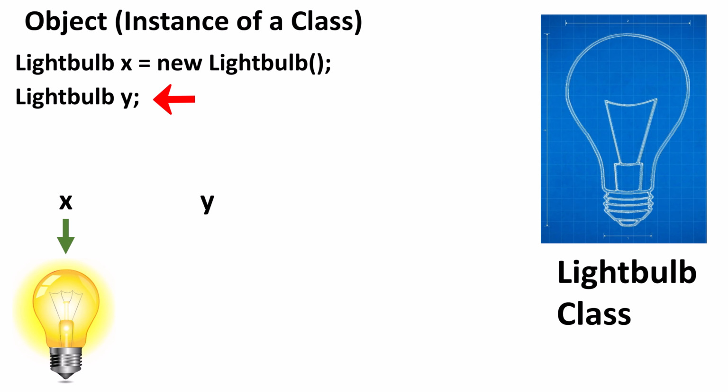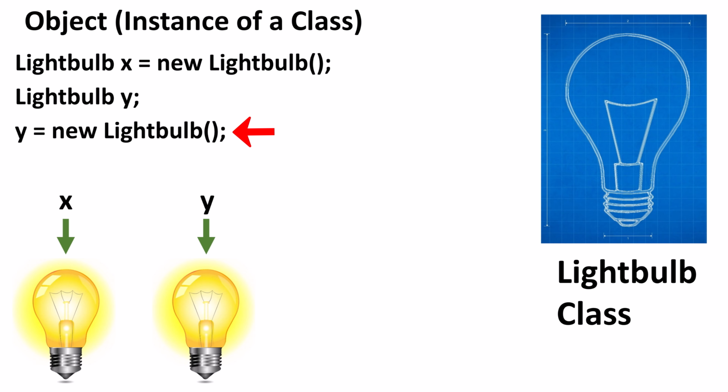Now let's look at another way to declare and initialize a LightBulb object. On this line, we create a LightBulb variable y. On the next line, we create the LightBulb object and tell y to refer to that object. We're doing the same thing, but in the second example, we split up the steps. We can't access an object directly, so we need a variable to allow us to identify the object. It's like how people need names so we can identify them.